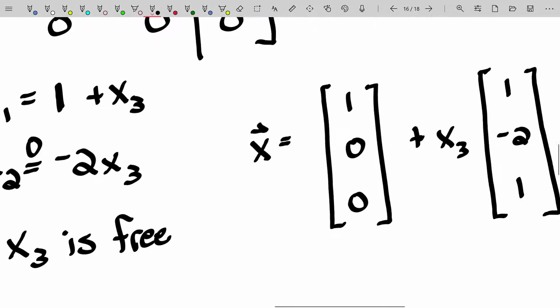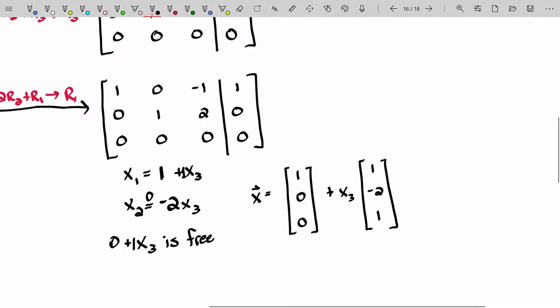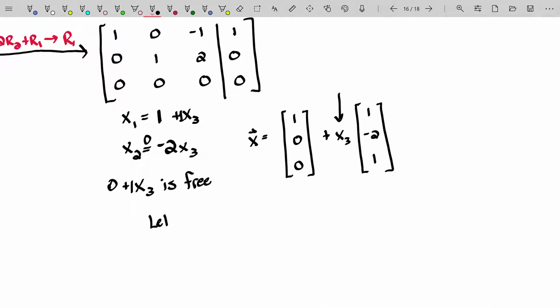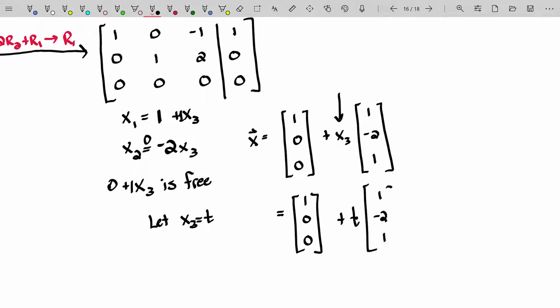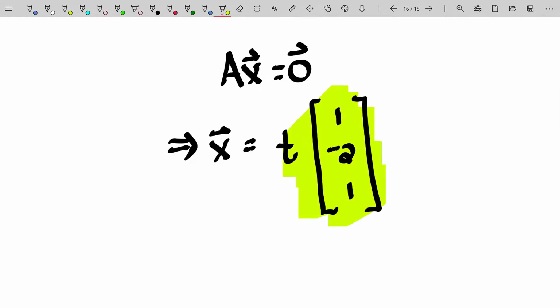So 1, 0, 0 goes by itself, it's just a constant. And then everything attached to x sub 3, which is 1, negative 2, 1, and then we have one of these x sub 3's right here. Now I hope you notice something about that solution. It's 1, 0, 0 plus some parameter, which I'm going to let x sub 3 equal t, so that our solution is 1, 0, 0 plus t times 1, negative 2, 1. And notice something about this solution right there. It is actually the solution to the homogeneous linear system.